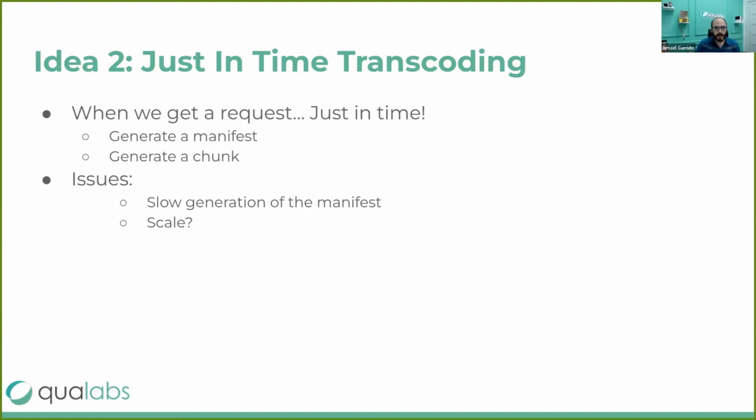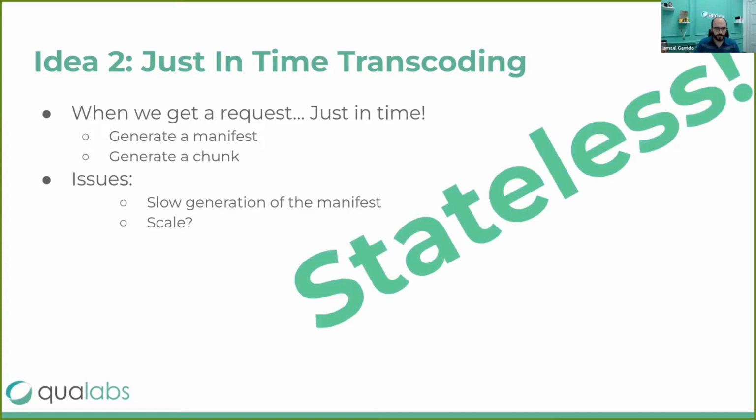Generating the HLS manifest, which is the file that says which segments are available, is the slowest part because we have to analyze the whole file to extract the interesting keyframes. But afterwards, getting a chunk is quite fast since we only need to transcode a few seconds at a time. All the information we need to create the chunk is on the manifest itself. So we have a stateless system.